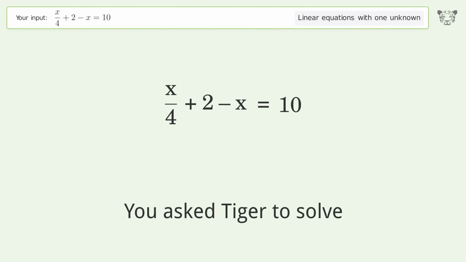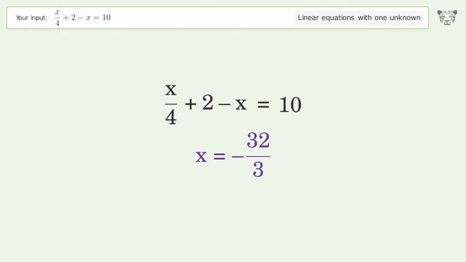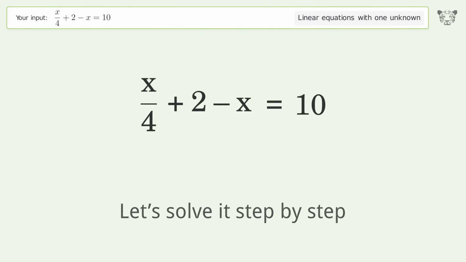You ask Tiger to solve. This deals with linear equations with one unknown. The final result is x equals -32/3. Let's solve it step by step.